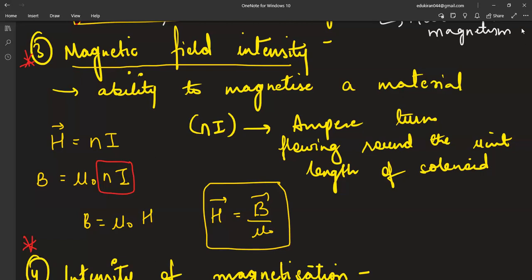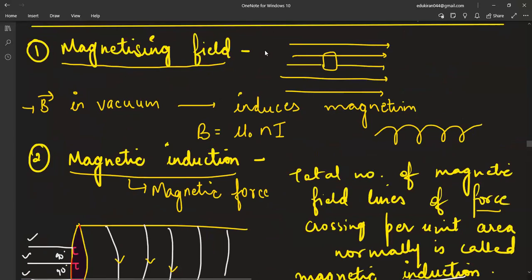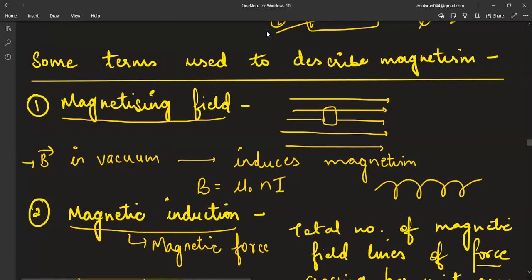Intensity of magnetization, I'll tell you once you note down these three and they become clear, then I'll go further. Example 4.2 of the NCERT, that I'll discuss. First, note down this one.